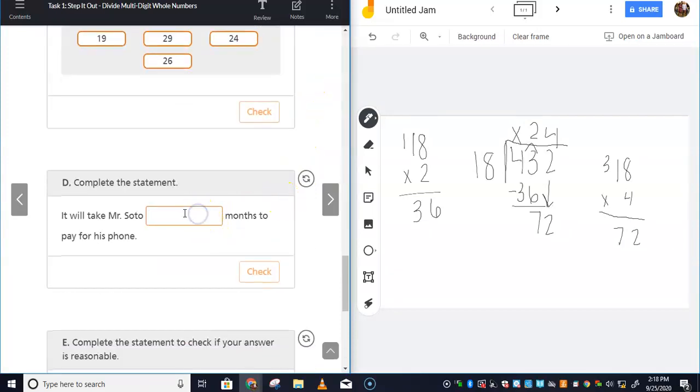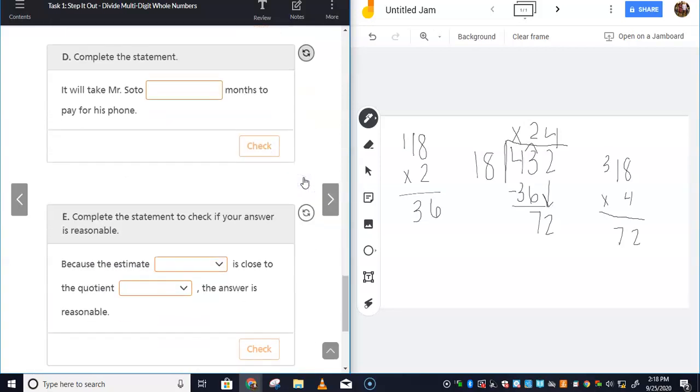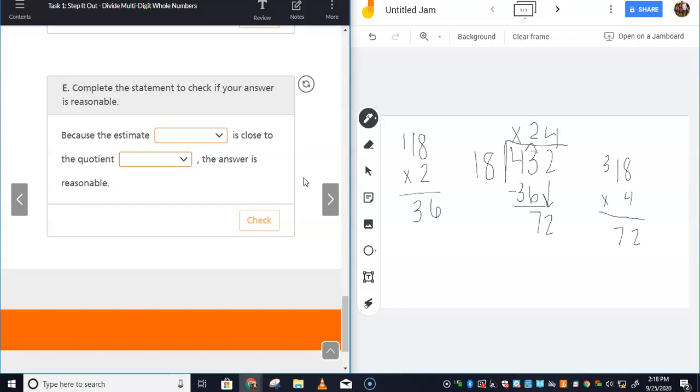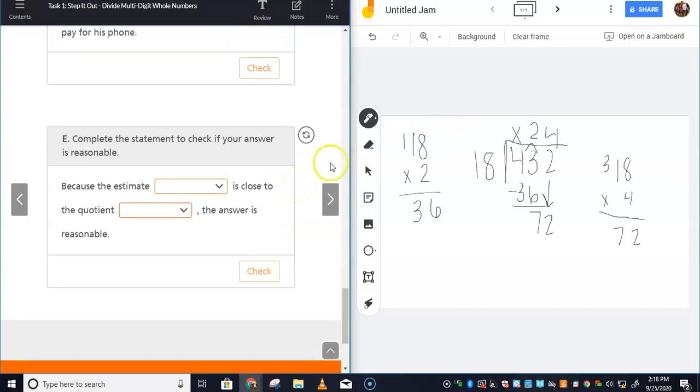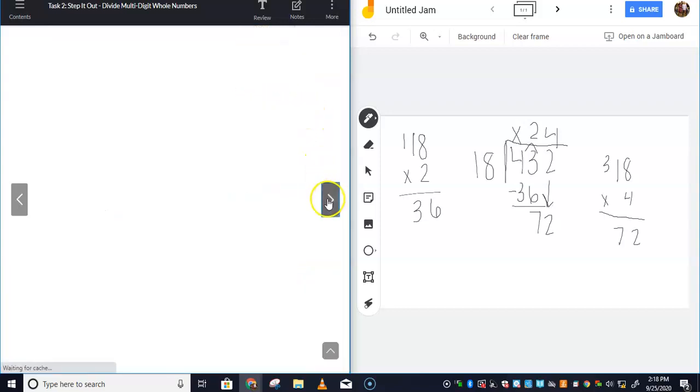It will take Mr. Soto 24 months to pay for his phone. Complete the statement to check if your answer is reasonable. Because the estimate 20, because that's what we estimated to, is close to the quotient 24, the answer is reasonable. Okay, let's check our next problem.